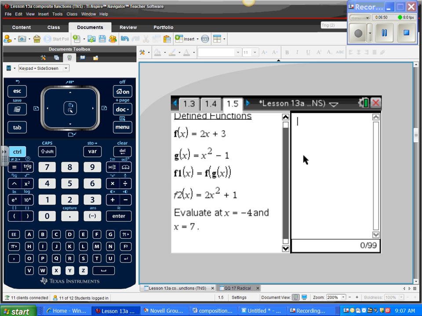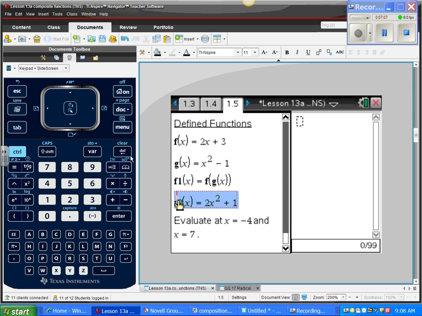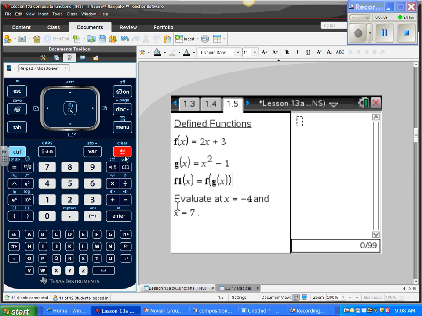Okay. So on the next page here, we start talking about evaluating these composition functions at a value of x. Instead of taking the two functions and putting them together, we start to figure out what they are numerically. What I have here is 2x plus 3 for my f of x. My g of x is x squared minus 1.